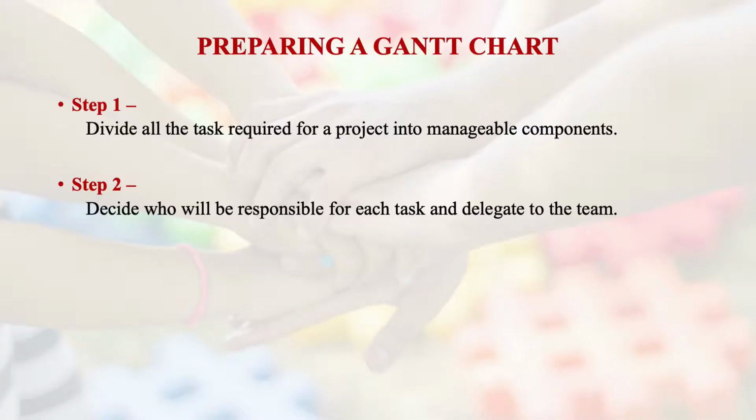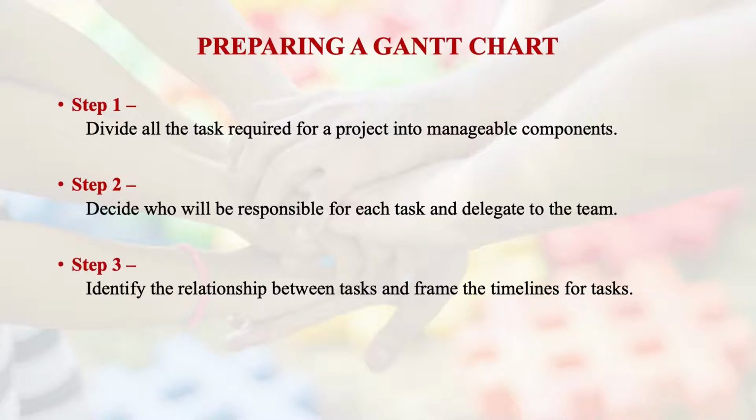Even the feasibility task can be divided into finding the technical feasibility, finding the cost feasibility. All those kinds of things can be done. So a particular task can be divided into manageable components, and measurement of those components is important. So step 2, you decide who will be responsible for each task and delegate that particular task to the team. So that is delegation, like who will be responsible for what particular thing.